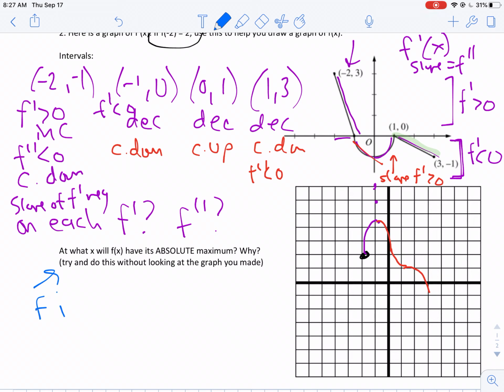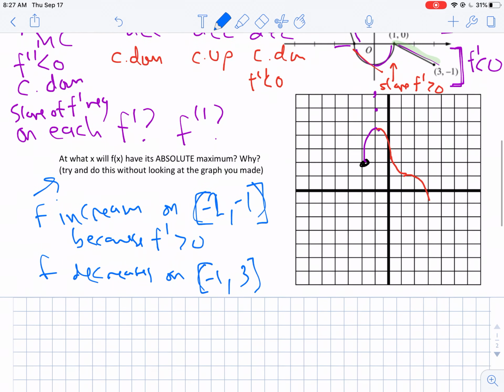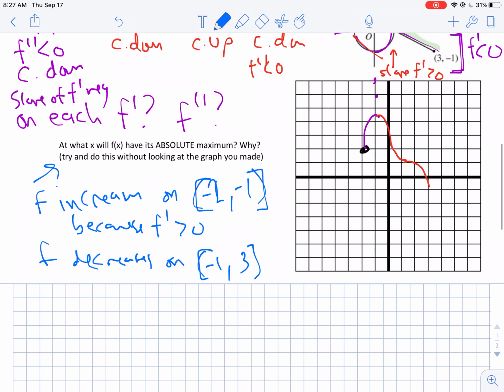My function increases on the interval from -2 to -1 because my f prime is positive there. Similarly, f decreases on the interval from -1 to 3. I should put the closed brackets and be a good boy there. Okay, so if we have a function that increases for a little bit and then decreases for the rest of the graph because f prime is less than 0, like let's picture it.